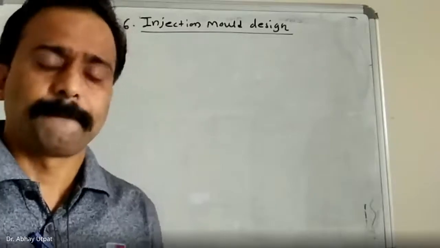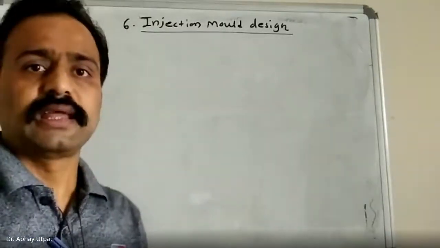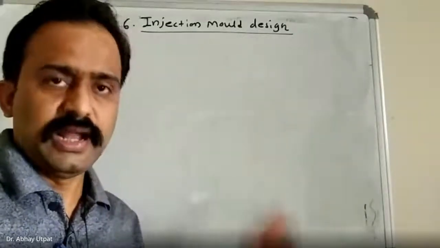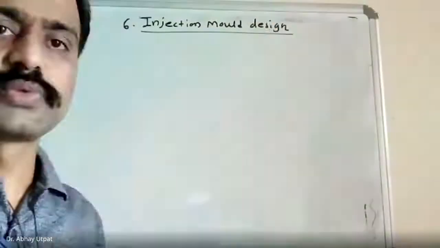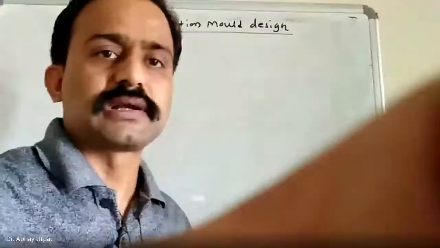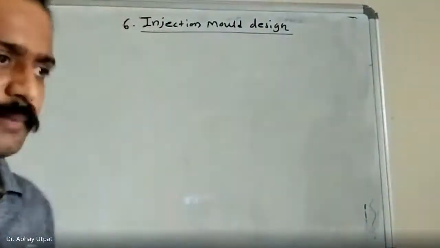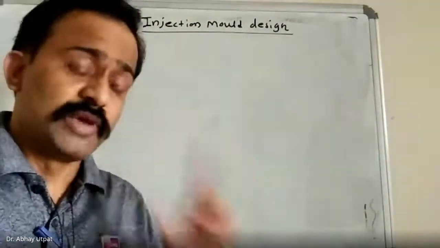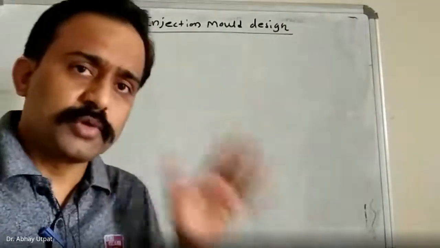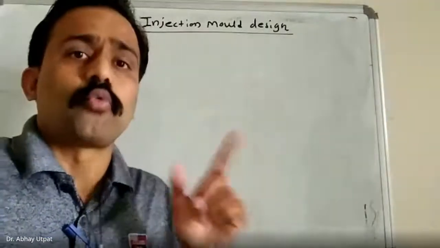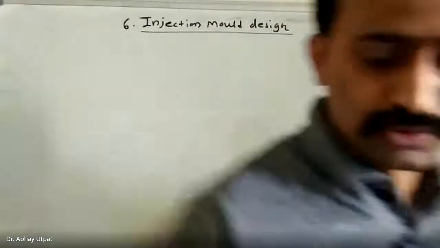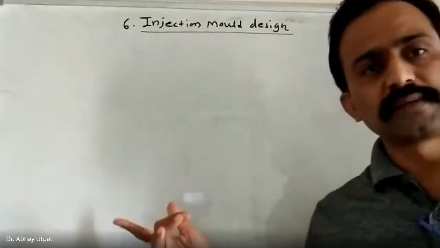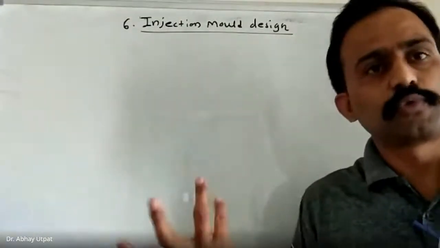What is the outcome? At the end of this unit, students will be able to design the injection mold for a given plastic component. I repeat once again, at the end of this unit, students will be able to design the injection mold for a given plastic component. Very important thing. Whatever mold you are going to design, you must know what process you are going to use. Component drawing is given, and you cannot directly start designing the mold without deciding the process.